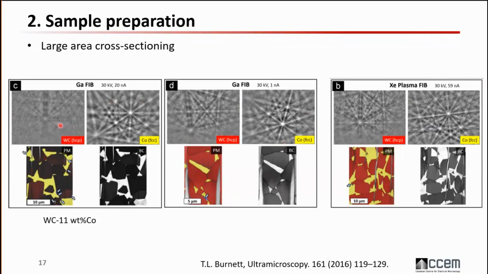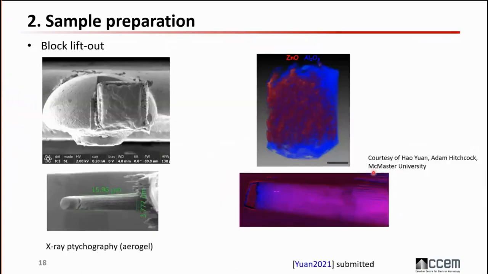So typically you need additional lower current polishing of your surface so that your patterns can be well detected. But when you look at the xenon, even at 6 nanoampere, we still get these very indexable cubic shape patterns.